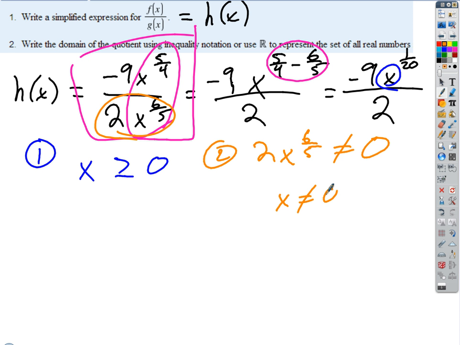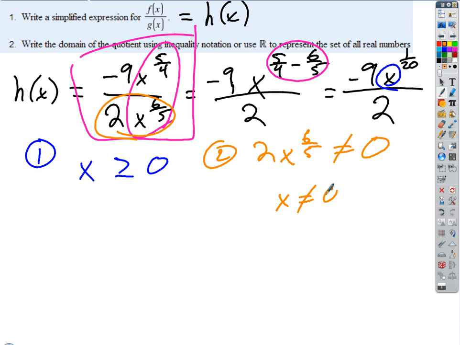Now we've got these two restrictions. We have to take the combination of both of those at the same time. In math, we'd say we're going to take the intersection of those two restrictions. So how do we say this then? How do we say x is greater than or equal to 0 and x is not equal to 0?